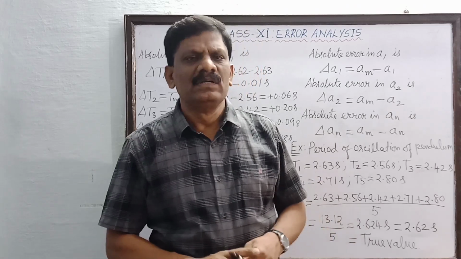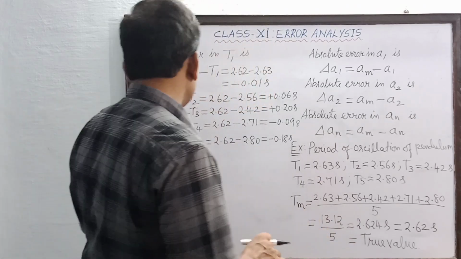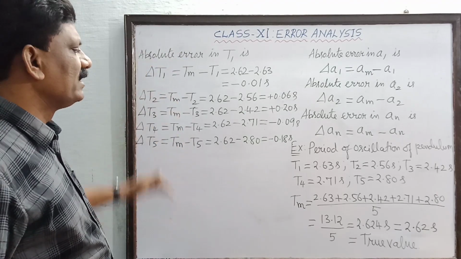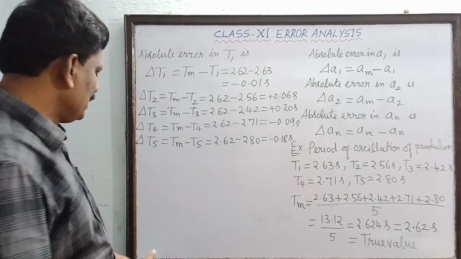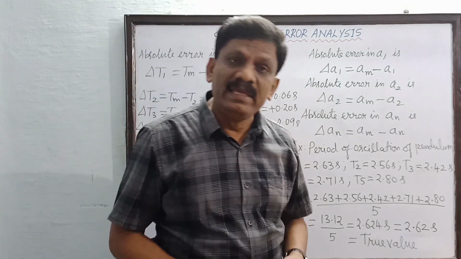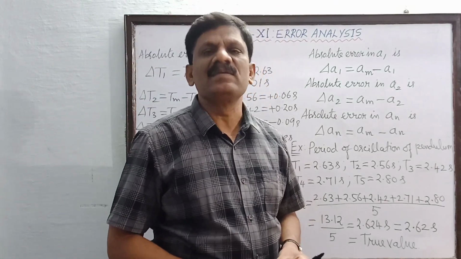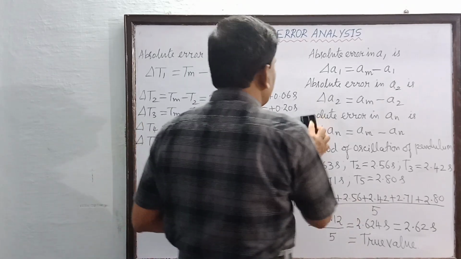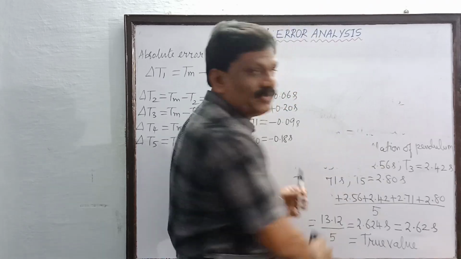Okay, now I am going to find out the mean value. That is the next type of error. So the next type of error is what? The mean of absolute error. That is called the mean absolute error. That will be shown in the next video. Fine. Okay.